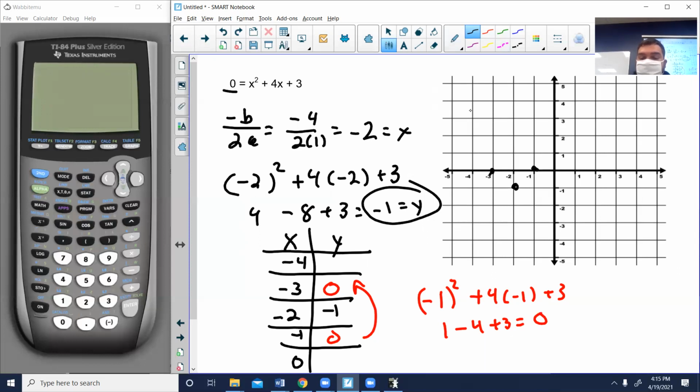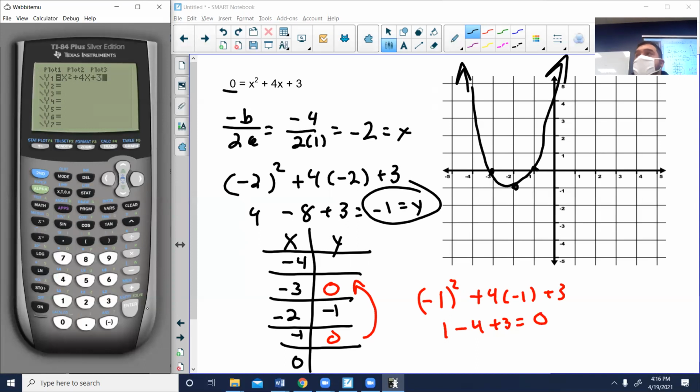How do you do this on a graph calculator? How do you do this on the calculator? It's a good question. There's 2 ways to do it. One, you're going to click y equals. You're going to plug in your equation on the calculator, x squared plus 4x plus 3.